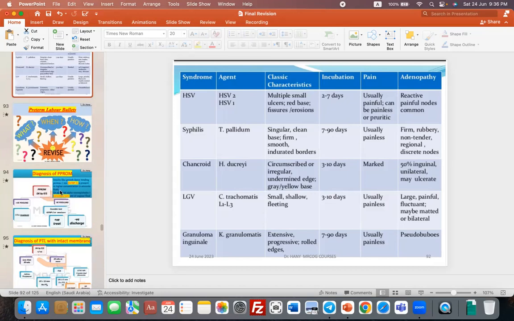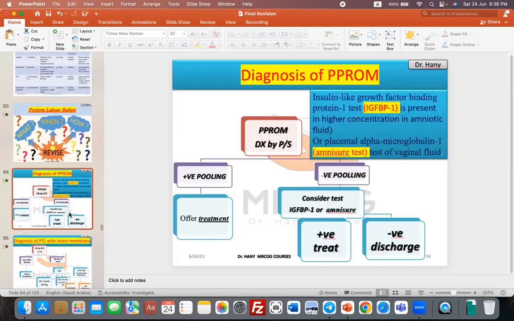The preterm labor, I think you are all experts now. Speculum examination, pooling: treat. If you have rupture of membrane with pooling, treat. What will be the treatment? Tocolysis, no. Antibiotics, yes. Steroids are contraindicated in rupture of membrane, because it increases the risk of chorioamnionitis. So treatment here will be antibiotic and corticosteroid only.